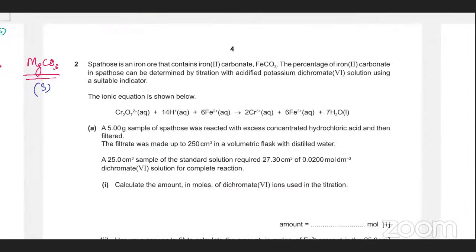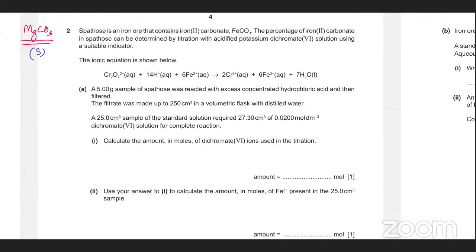So now, question number 2, this is your moles question. In this question, he's saying that there's something called spathos. It's an iron ore that contains iron 2 carbonate. The percentage of iron 2 carbonate can be determined by titration with acidified potassium dichromate 6 solution using a suitable indicator. So here's your iron. This is the equation. And most of this iron is coming from spathos. It's got iron carbonate, and that's where your iron ions are coming from.